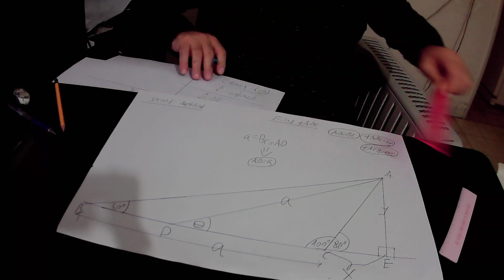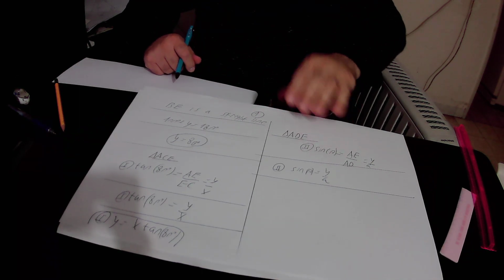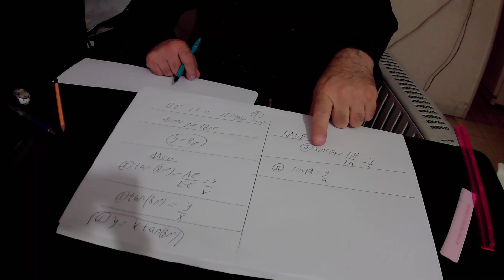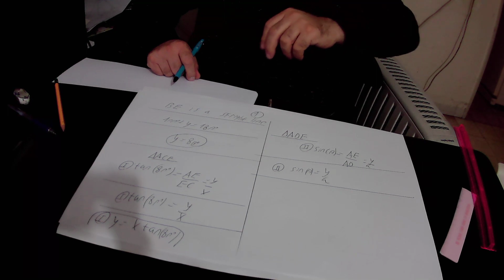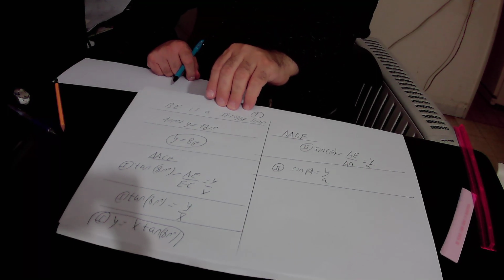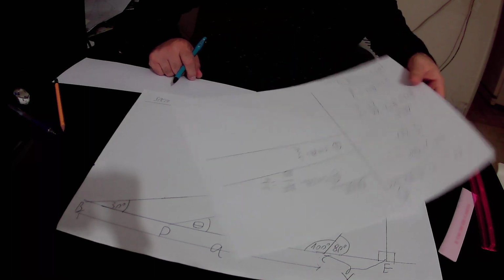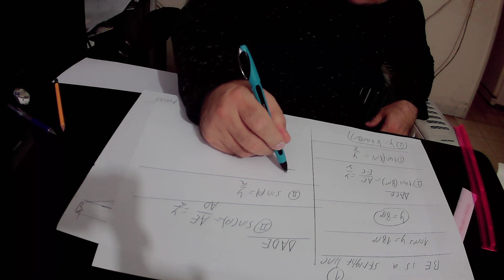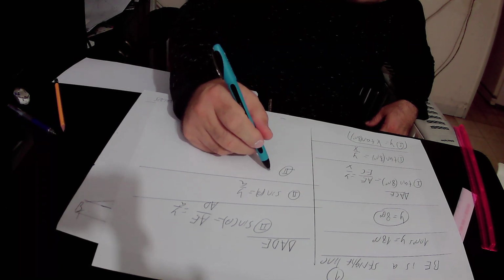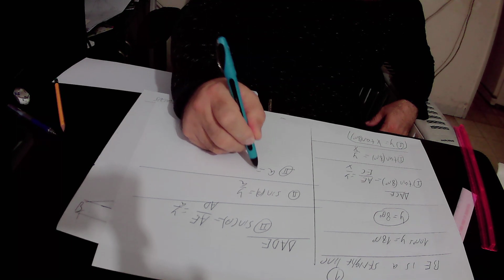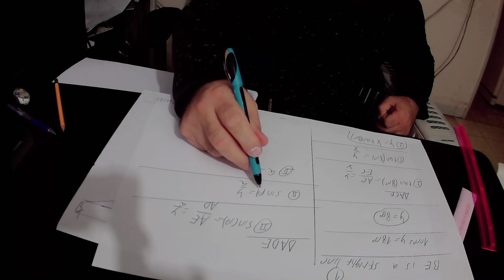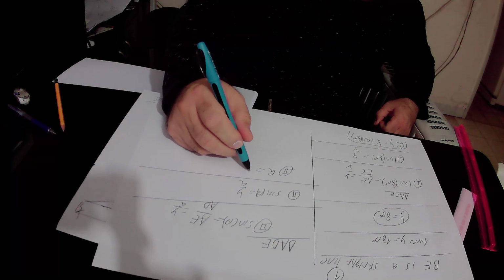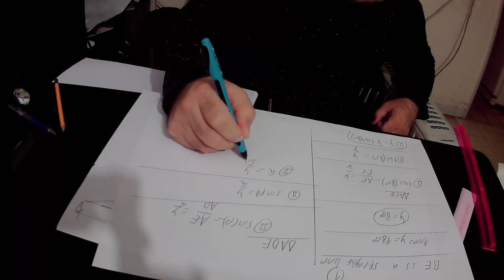I'll repeat again. According to equation number 2, sine theta equals Y over A. Here we will multiply equation number 2 by A and then divide it by sine theta, so A equals Y over sine theta.